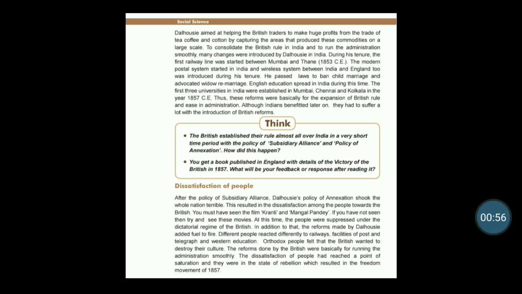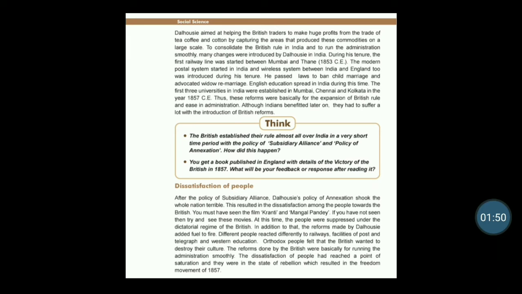Many changes were introduced by Dalhousie in India. During his tenure, the first railway line was started between Mumbai and Thane in the year 1853. Students, note down this point: the railway was started so that their trading business could run smoothly. The modern postal system started in India, and a wireless system between India and England too was introduced during his tenure, so that they could communicate with each other.